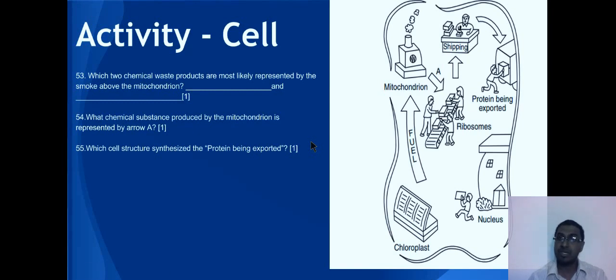Along with these questions, we have this diagram where they identify the mitochondria, the chloroplast, the nucleus, and the ribosomes. Also, they have a number of activities happening in the cell where there's someone running with a copy of some sort, something being made, then shipped and being exported.